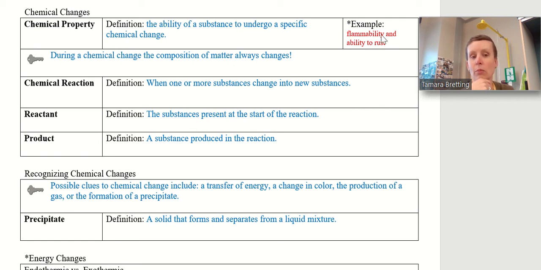So if I test whether paper is flammable or not, it's flammable. I'm going to be making something different. The paper's not going to be the same when I'm done. It's going to change into some different substances. Same thing with rusting. When iron rusts, it's now rust. It's iron oxide. It's not actually iron anymore. It's got oxygen combined with it, and it's a new substance.